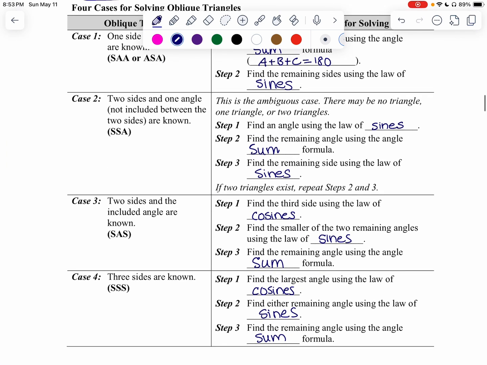So here we have all of the different possibilities of three pieces of information about a triangle. We have SAA, ASA, SSA, SAS, and SSS. The only one that does not work is if you have angle, angle, angle, because that does not guarantee scale, only similarity.